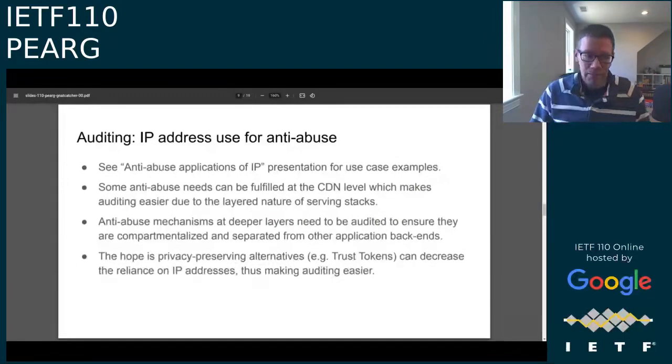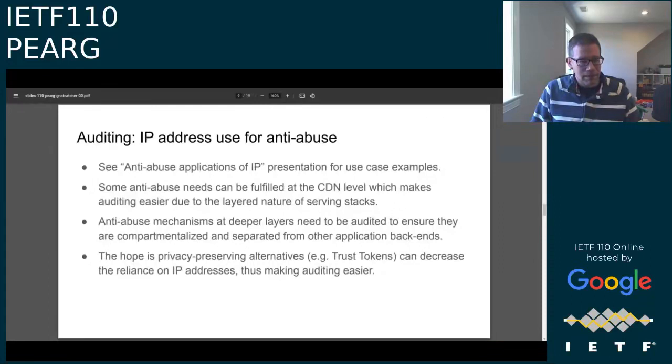In the interim IETF PEARG meeting we had on IP address privacy, there were a number of presentations about anti-abuse applications of IP, so it's clear there are a lot of uses that are really important to the success of the web. We need to make sure the willful IP blindness policy can account for that and keep those important functions working. A lot of those anti-abuse things, like denial of service and botnet detection, can be done at the CDN level.